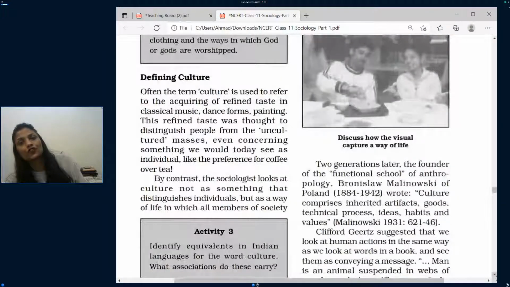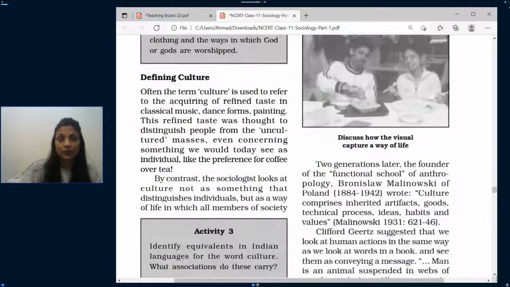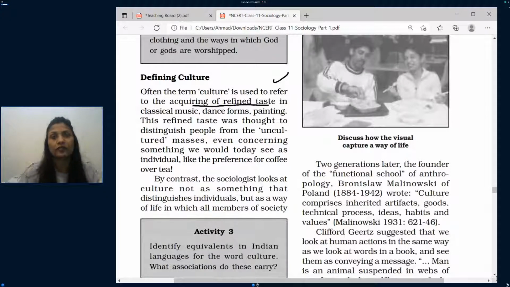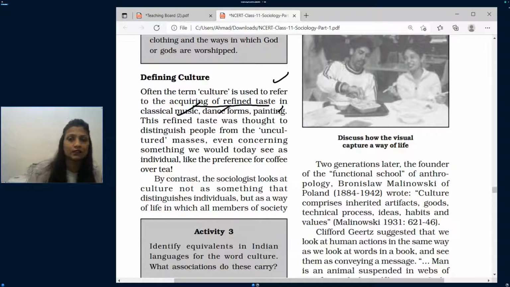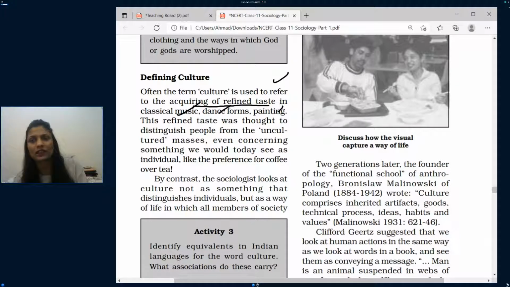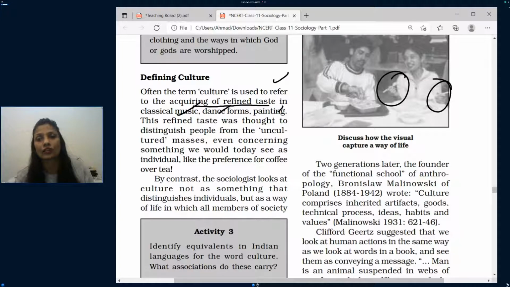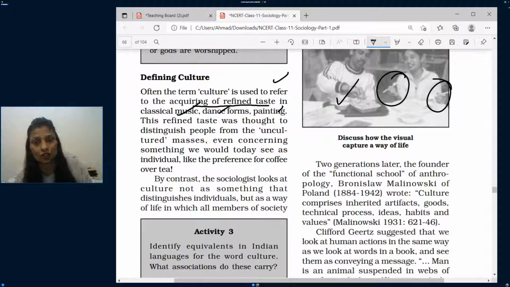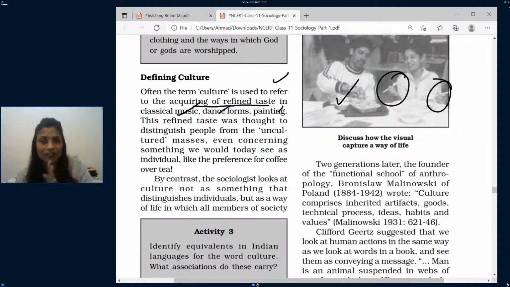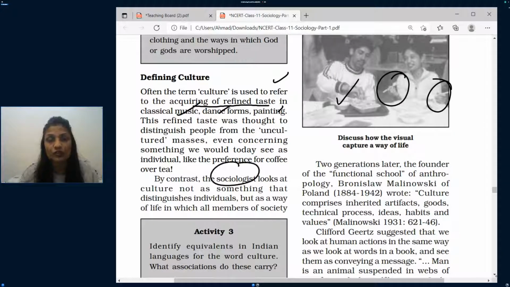And if I have to define culture, it is often used to refer to acquiring a refined taste in classical music, dance forms and all. It sometimes means a refined taste that distinguishes people from the uncultured masses. Sometimes they say that someone is not cultured because she is eating with a spoon and fork and he is eating by hand. Sometimes people say this, but culture is not like that. Sociologists understand culture as a way of life in which all members of society participate. Okay?